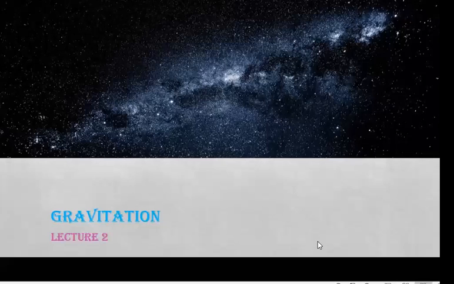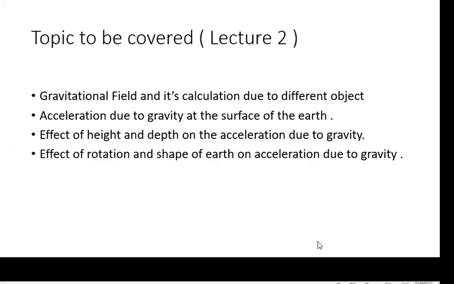the concepts that we are going to study today are, first, what is gravitational field, and how to calculate this gravitational field due to different objects. Primarily we'll focus on this first concept only. The second, third, and fourth concepts are basically variation of g: variation of g due to height, depth, and rotation of Earth.